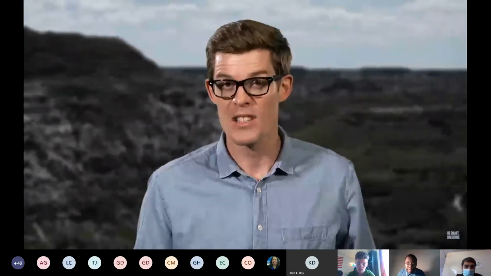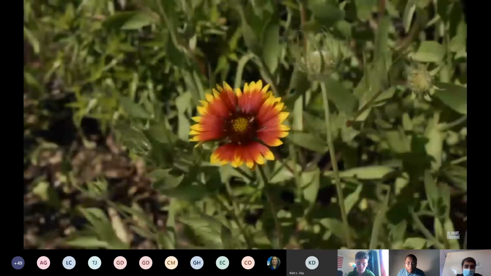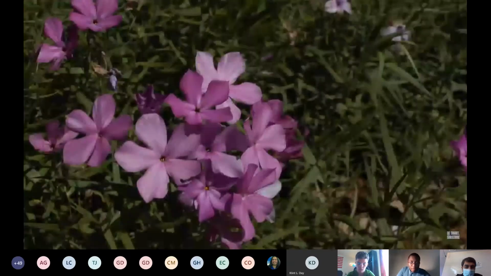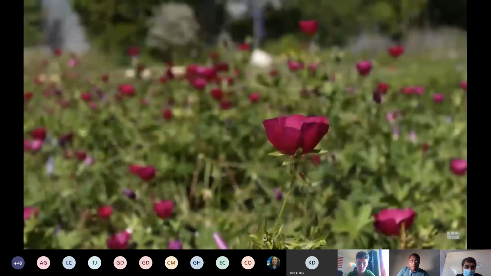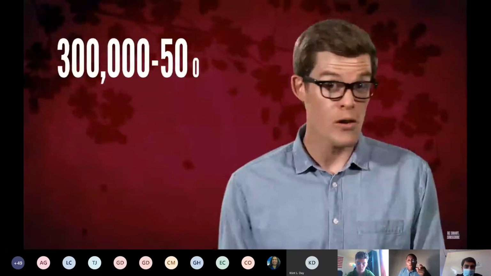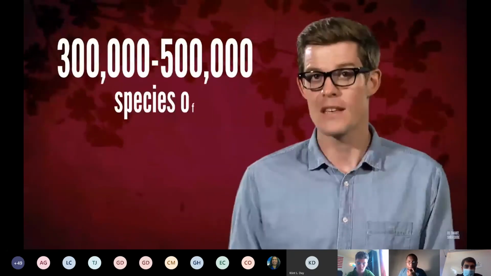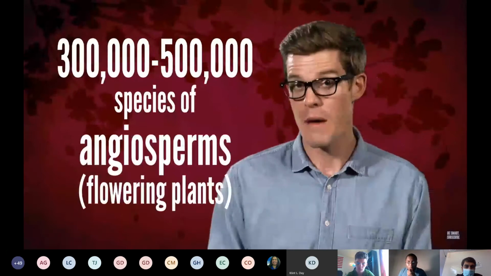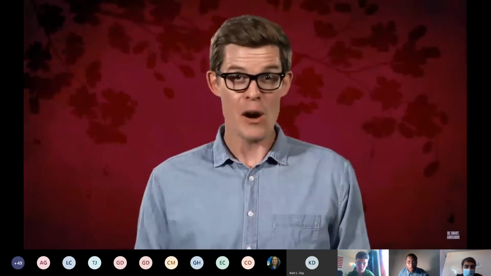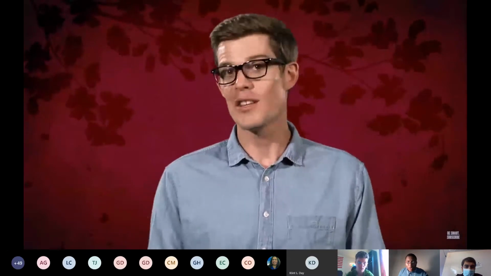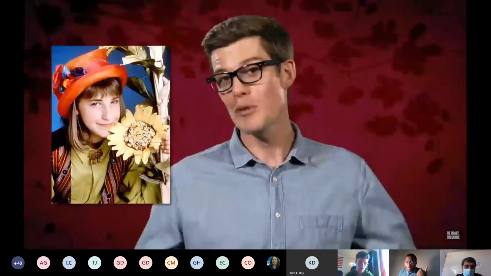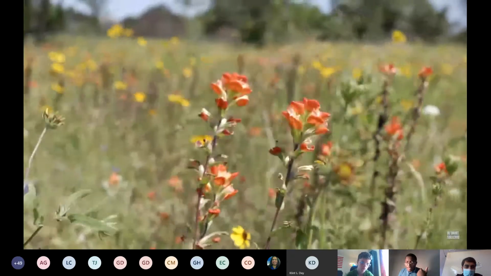It was like bam, flowers everywhere. Charles Darwin called flowers' sudden arrival in the fossil record an abominable mystery. Today, there's somewhere between 300 and 500,000 species of angiosperms, making up 9 out of every 10 plants on Earth. Once flowers arrived on the scene, their branch in the tree of life really blossomed. Get it? Blossom? Why were flowers such a big deal?